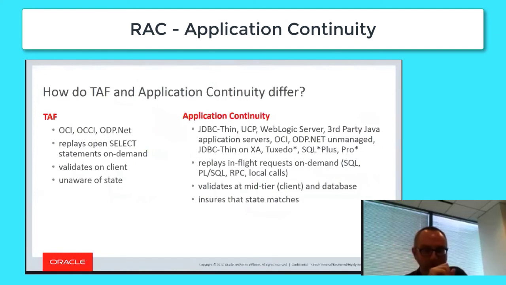So, beyond the obvious, let's just look at a couple of things about how TAF and application continuity differ. And it's a matter of evolution here, because TAF was great in its time, but it was never quite what we wanted, what customers wanted. But it did solve some problems initially, and it was very good for read-only or read-heavy applications. It supported OCI or ODP.NET. Select statements only, of course, validated on the client. So it's really just you get what you get back from the database and you validate it there and hope for the best.